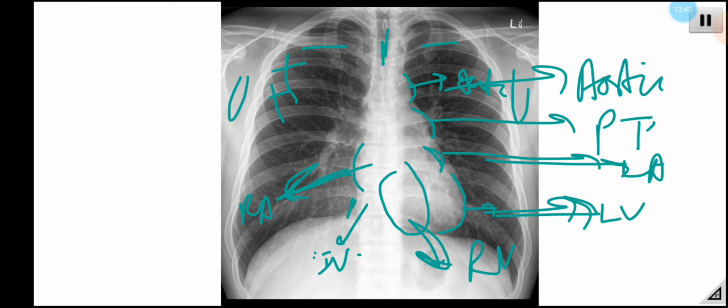The next thing you can see over here is the hilum of the lung. That's the lung hilum on the right side, and on the left side it's there as well. So this is about the chest X-ray.